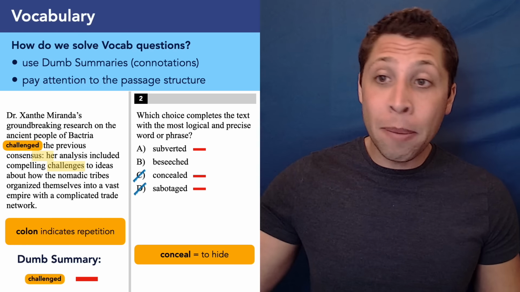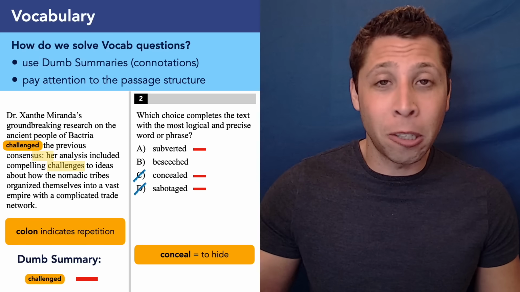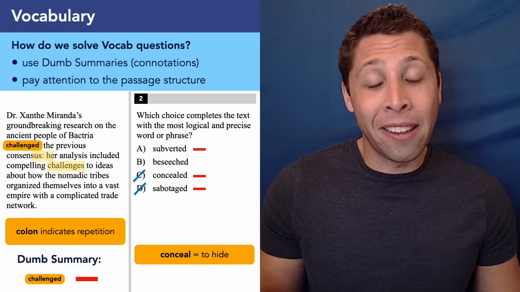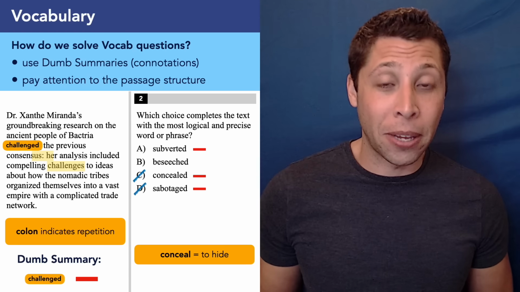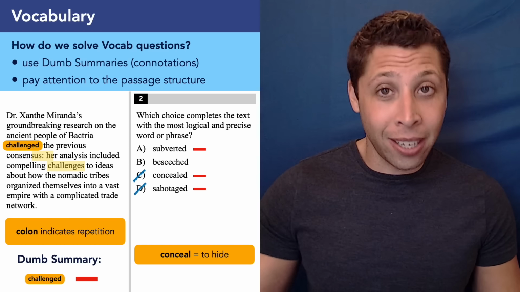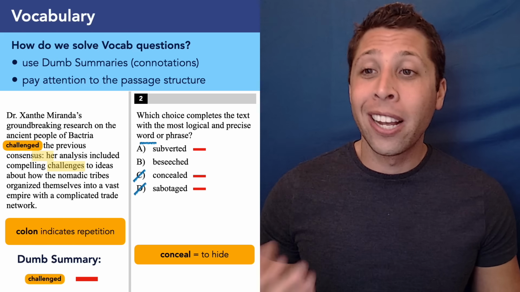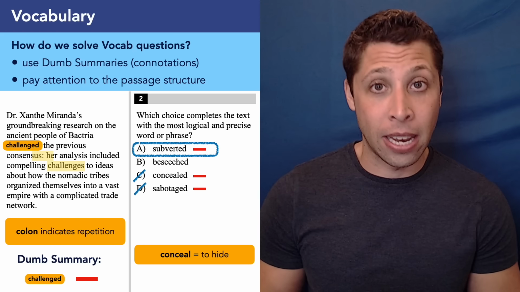And then from there, maybe you have a sense of subverted or beseeched. Beseeched, is that negative? I don't really know. But if you don't know the words, you do have to just pick something and move on. But if you study, then this question is obvious. I have a good vocabulary, and I know for sure that subverted is a perfect fit here.